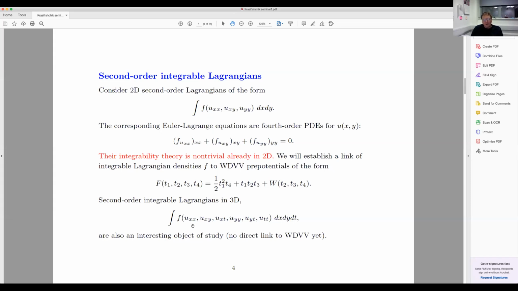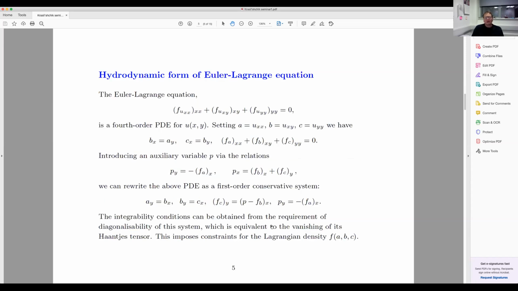And at the end, I will look at 3D second order Lagrangians. This time, u will be a function of x, y, t, of 3 independent variables. In this case, this is work in progress, and there is no direct link to WDVV yet, but there are interesting examples of Lagrangians of this kind. So, let me show how to define integrability of Euler-Lagrange equations of this kind.